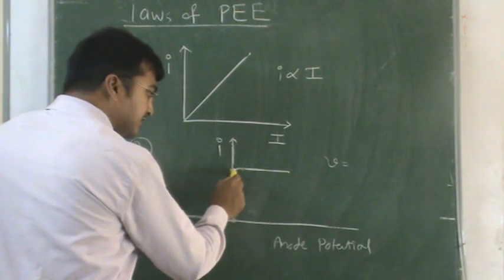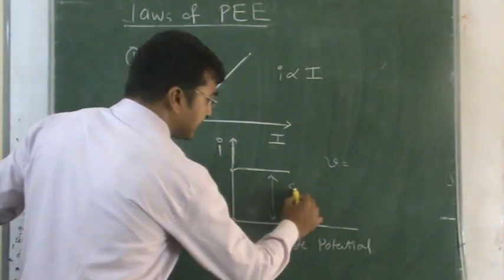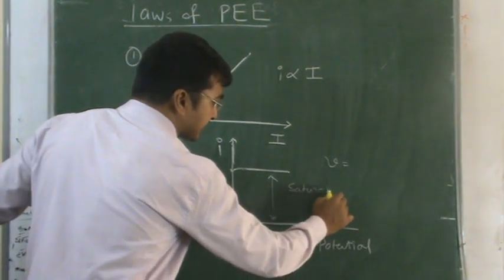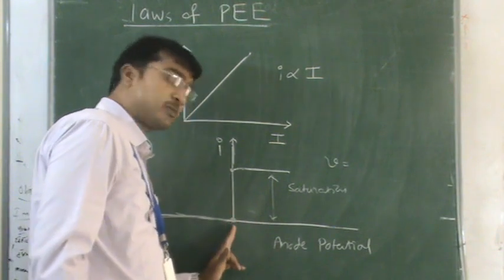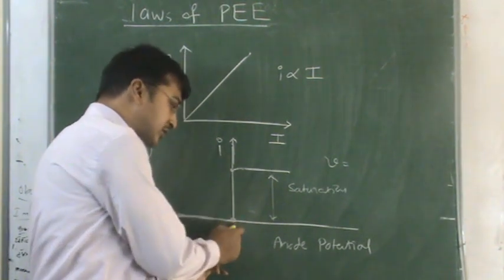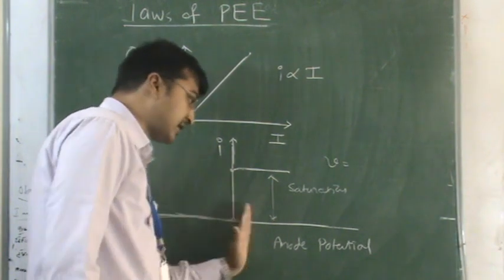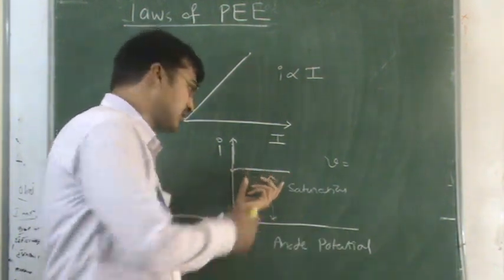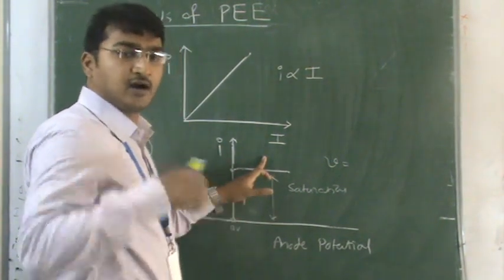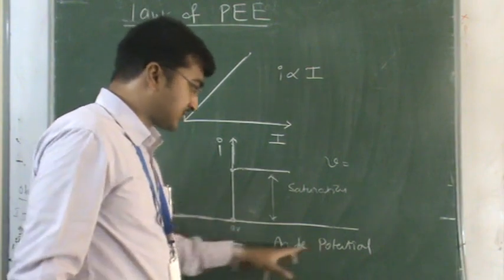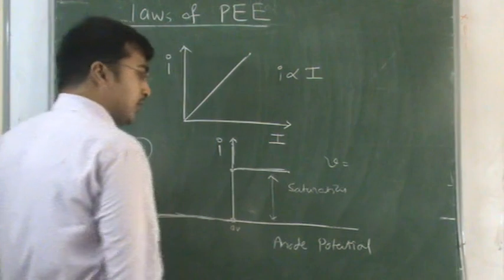Up to here, you can see, this is called saturation current. There is no change up to one point, where zero is nothing but positive only. So the anode current remains constant as the potential increases, because current depends only upon the intensity of light. You are not changing the intensity.